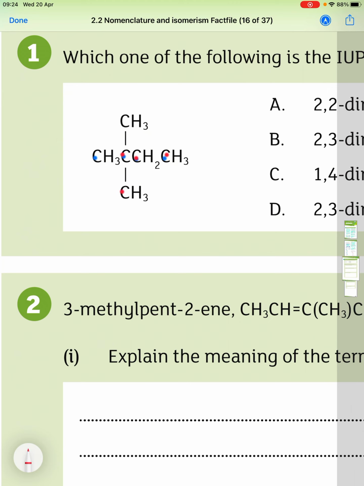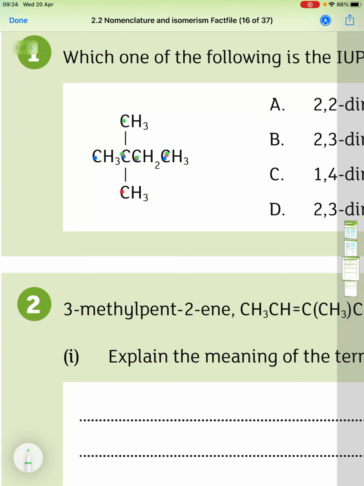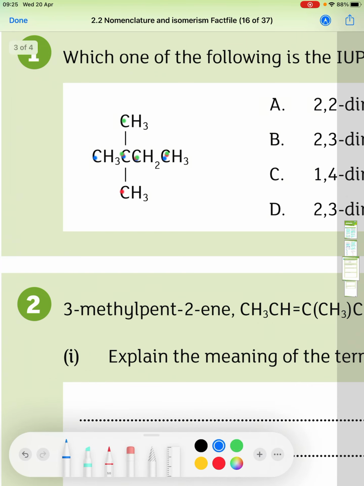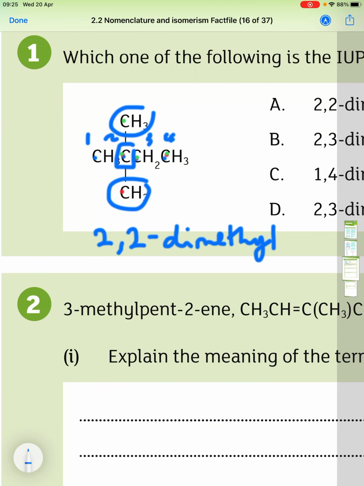1, 2, 3, 4. Or we could go 1, 2, 3, 4. Or 1, 2, 3, 4. Now, looking at either the red or the green pathways that I took there, both of those side chains would be attached to the third carbon. But if we look at the blue, we're going 1, 2, 3, 4 for the carbons. So both of the methyl groups are attached to number 2.